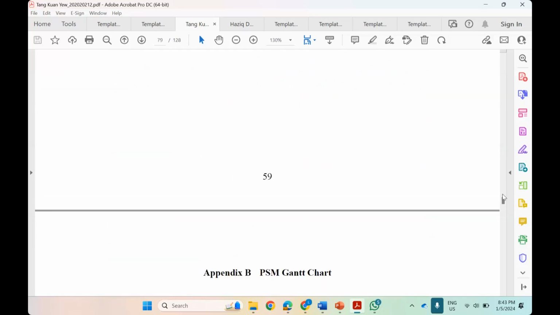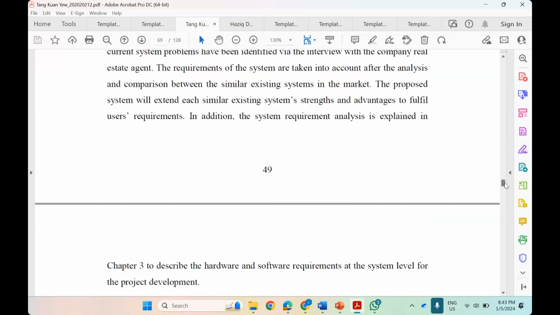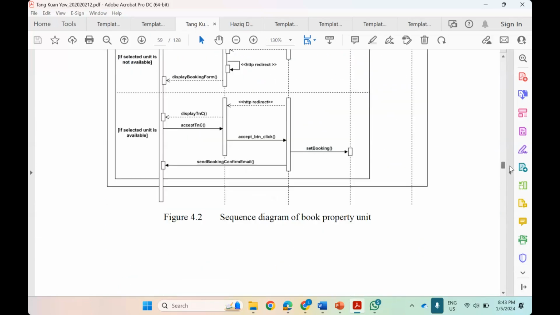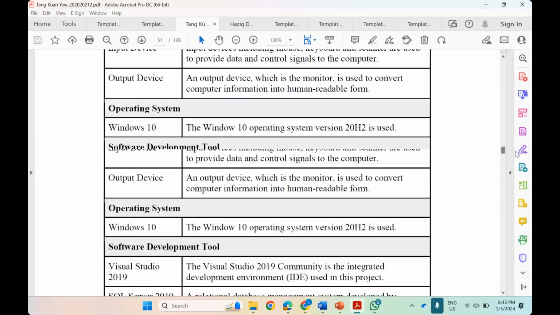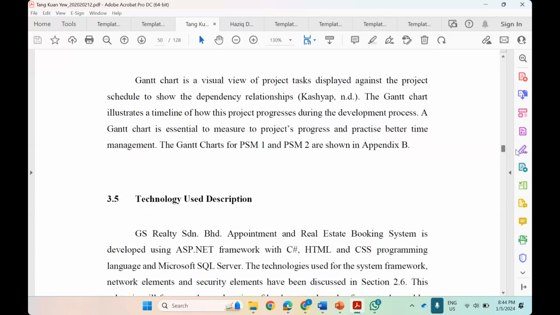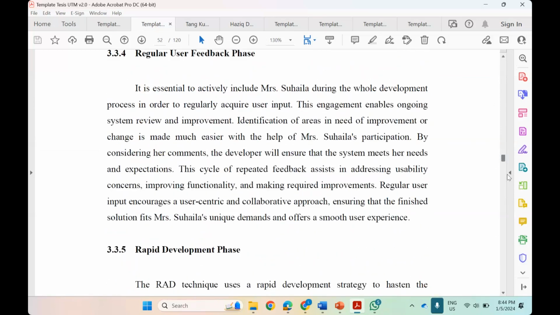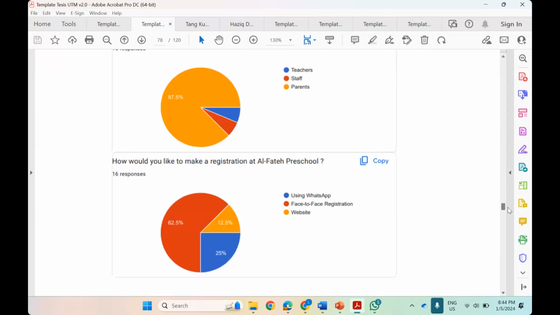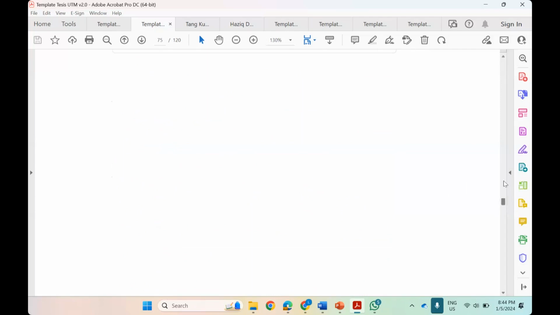Some of them did not put it in the appendix, some of them put it in chapter 3. Some of them only conduct the interview session, but some of them will do both. Like this one, this one did both: an interview session, and then this one also did a survey. Look at the system.